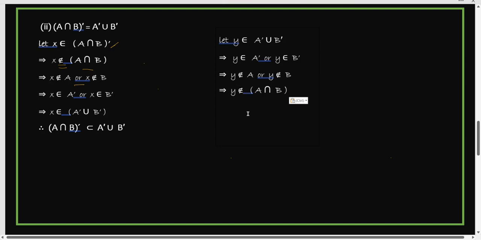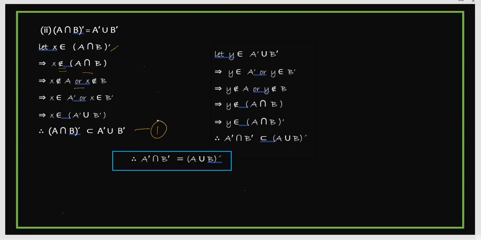So what you have to do? This does not, you have to remove. You have to write y belongs to (A ∩ B) complement. This is the first set. We started with y belongs to A complement union B complement, and we proved that y belongs to (A ∩ B) complement. That means the second set is a subset of the first set. Therefore, A complement union B complement is a subset of (A ∩ B) complement.